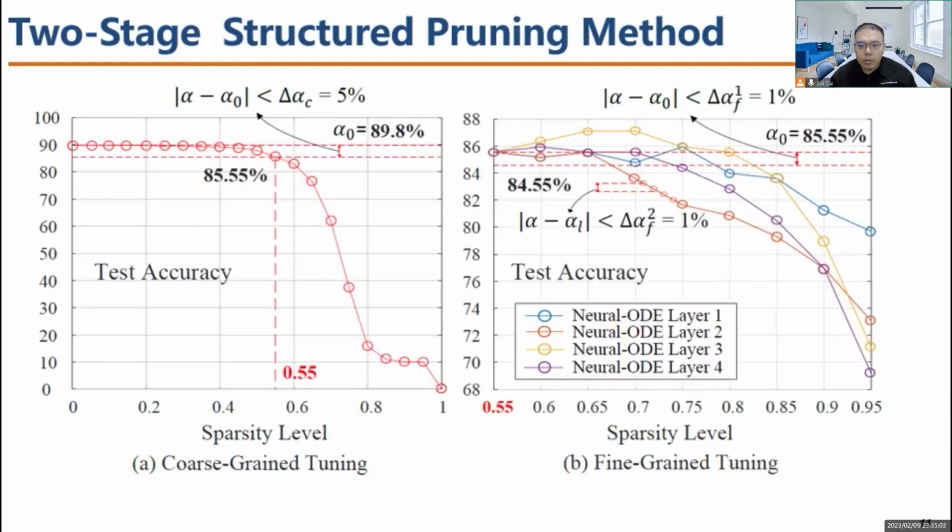The left figure shows the coarse-grained pruning process. We set the maximum accuracy drop to about 5%. As the level of sparsity increases, the network accuracy also decreases. The right figure shows the fine-grained pruning process. We set the maximum accuracy drop to about 1%. The pruning level of each layer is also gradually increased on the basis of the coarse-grained sparsity.